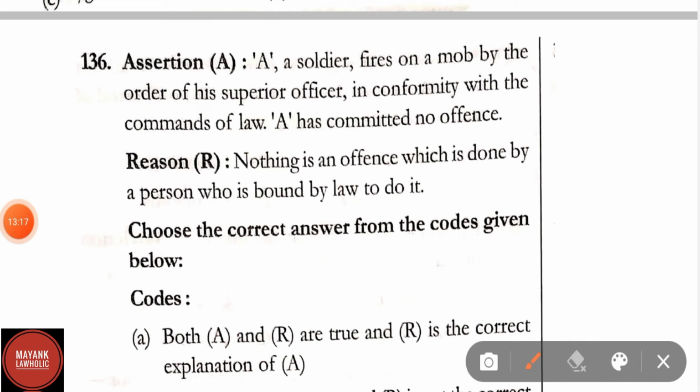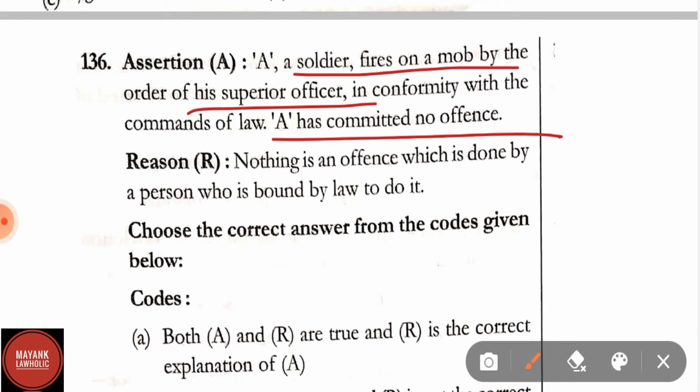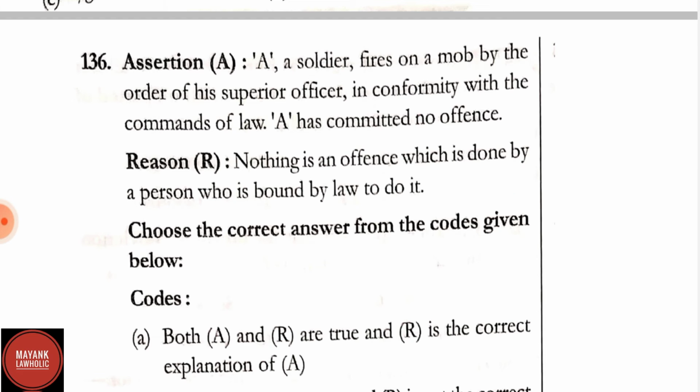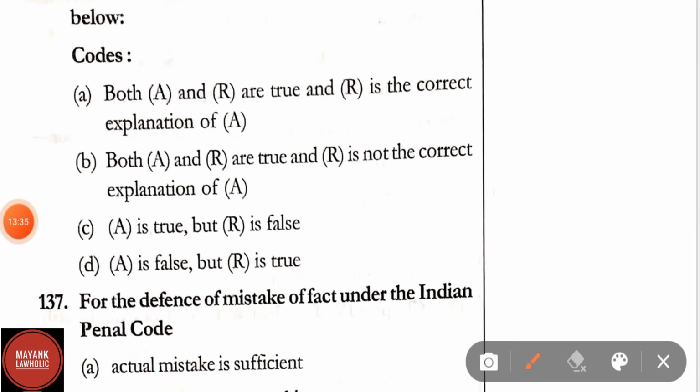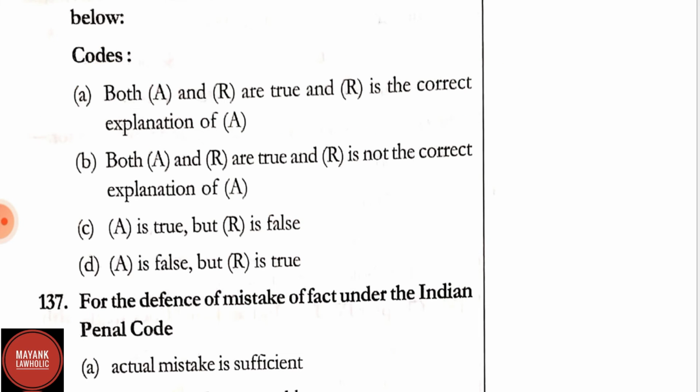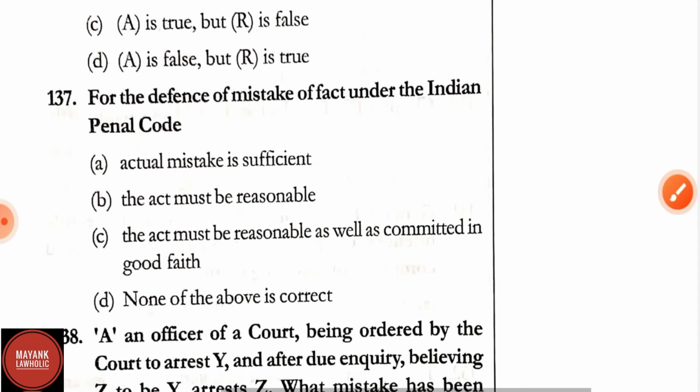Question number 136. Assertion: A soldier fires on a mob by the order of a superior officer in conformity with the commands of law. A has committed no offence. Reason: nothing is an offence which is done by a person who is bound by law to do it. Choose the correct answer from the codes given below. Option A, both A and R are true and R is the correct explanation of A. Option B, both A and R are true but R is not the correct explanation of A. Option C, A is true but R is false, and option D, A is false but R is true. Here the correct answer is option A, that is both A and R are true and R is the correct explanation of A.